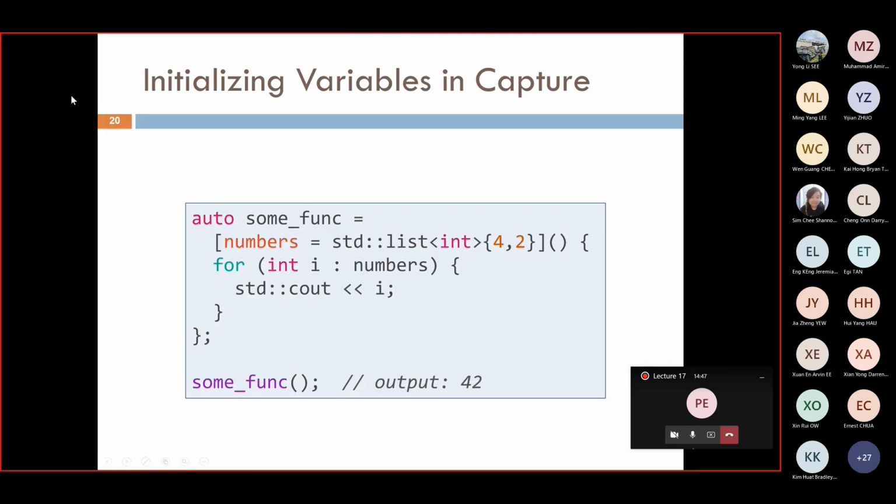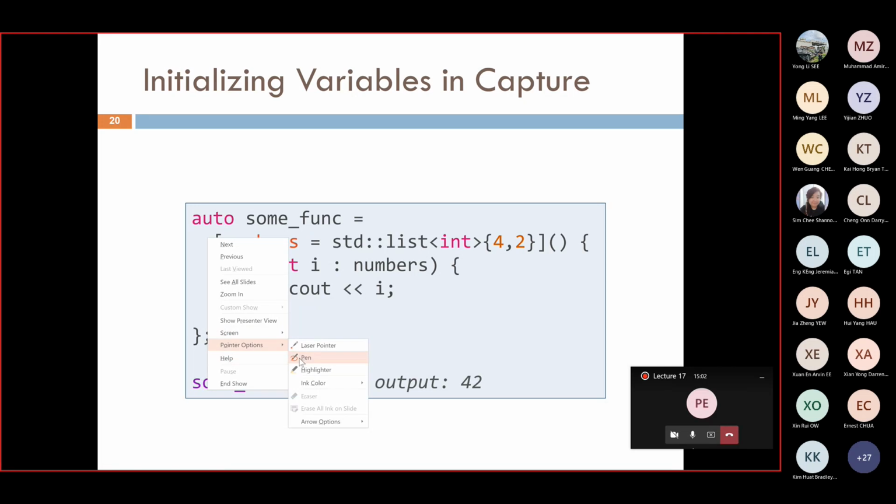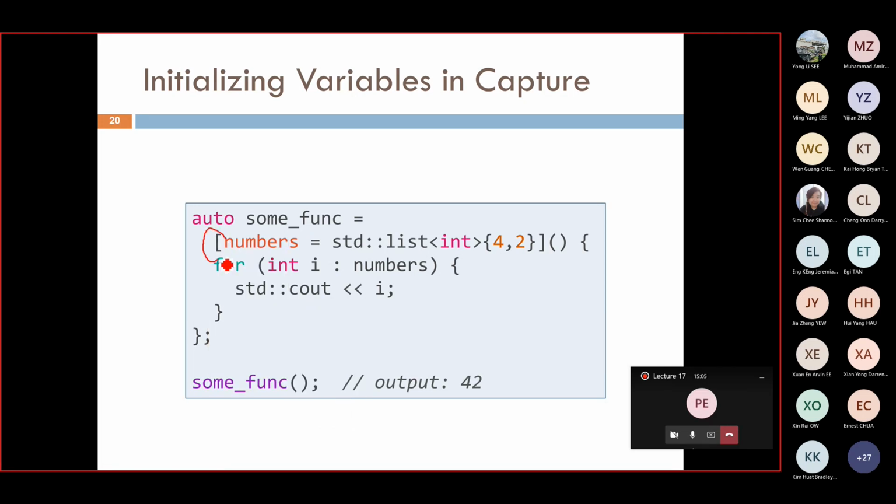Just so that everybody is aware of the syntax. So in this particular syntax, the square brackets that you see there, this one and this one. Obviously we are dealing with lambdas. So this is called the capture list. And in this particular syntax, we're not capturing anything. We are actually defining a sort of local variable. And the syntax for defining a new variable called numbers looks like this.